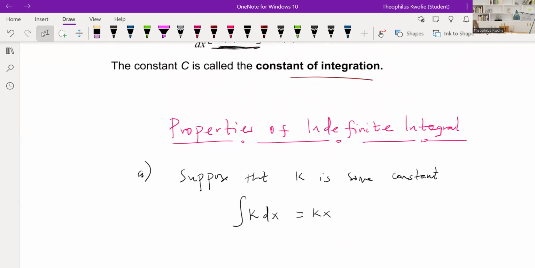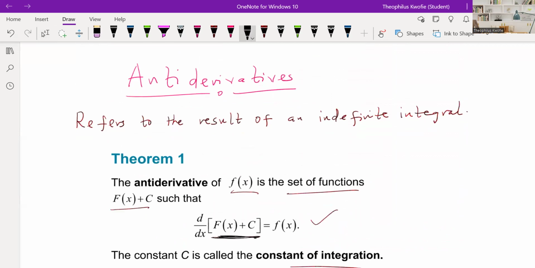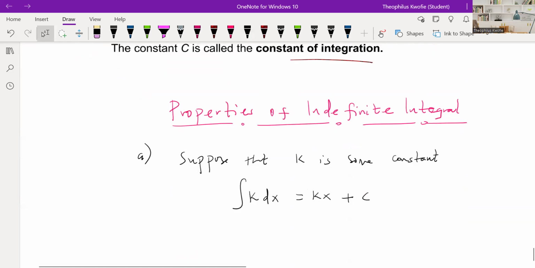You see, the original function f of x may have had a constant on it. So it is imperative that we add c to that, because we said that the antiderivative of f of x is a set of functions, which means that the result is not unique. We don't have an idea of what c may be. c may be 1, 2, 3. So it means this result is not unique.